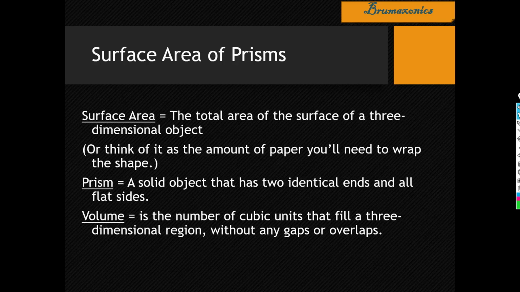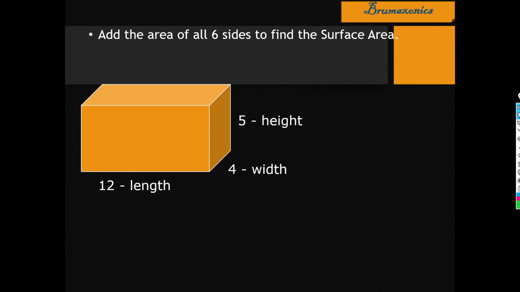So the surface area will be the total area of the surface of a three-dimensional object. In a way, you can think about this as the amount of paper you'll need to wrap up the shape, or the entire prism, or maybe I can just say the entire object, as you are looking at the surface area. The prism will definitely be a solid object that has two identical ends and all flat sides. With the volume, this will be the number of cubic units that fill a three-dimensional region without any gaps and also without overlaps, right?